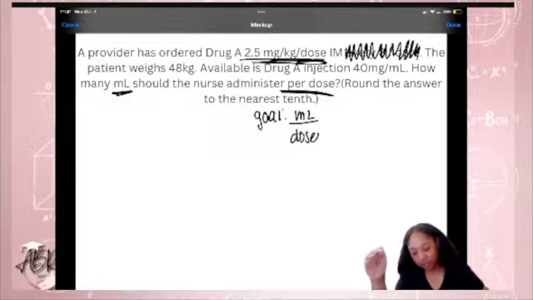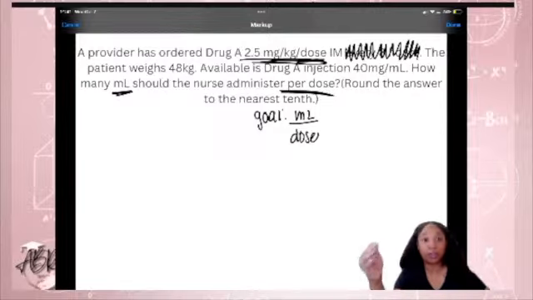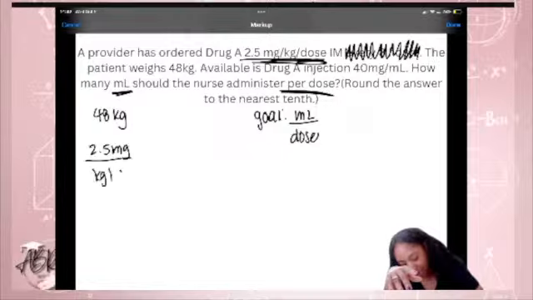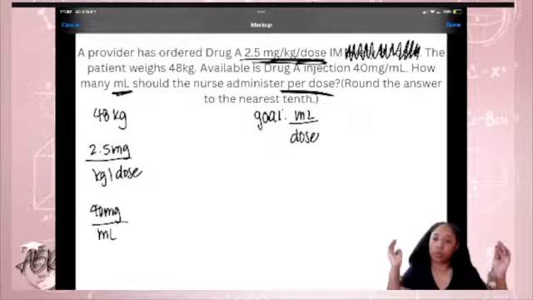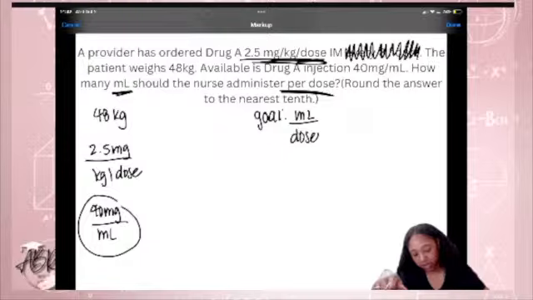So what are my puzzle pieces? This is a weight-based problem because you see that milligram per kilogram per dose. That means we need a patient's weight in here. So PPP: patient's weight, prescription, product. 48 kgs. Our prescription is 2.5 mg per kg per dose. And the medicine is 40 milligrams per milliliter. So once again, I'm going to start with what I'm looking for, which is milliliter on the top, right? That's this puzzle piece right here. So mL over 40 mg.